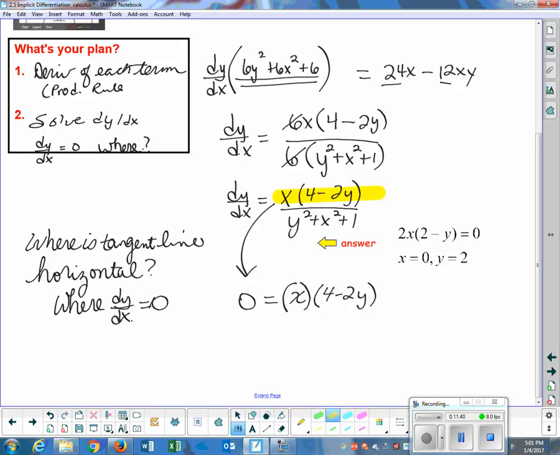so that I can find out where this occurs. I have two factors. Either x is equal to 0 or 4 minus 2y is equal to 0. That means 4 is equal to 2y, which means y is equal to 2. I have two locations. It's either when x is 0 or when y is 2. And we could go find the ordered pairs by going back to the original function.